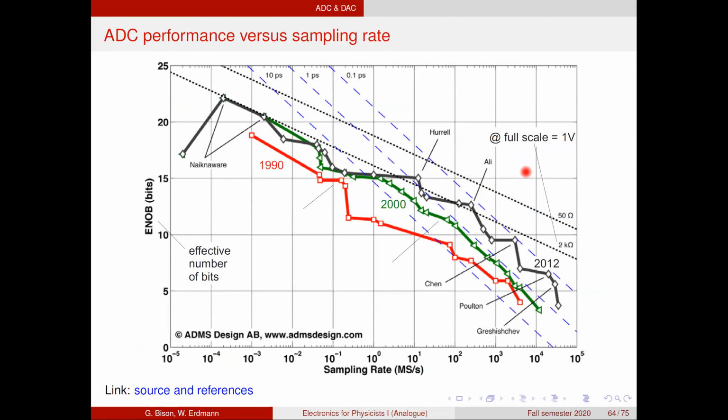Now coming back to this comparison, you see as a function of time, red is 1990, and in the 30 years since then, for example at the 10 megahertz sampling rate, we gained basically 5 effective bits, which is quite a lot. So you now get much better ADCs at that particular sampling rate than 30 years ago. And this will of course go on.